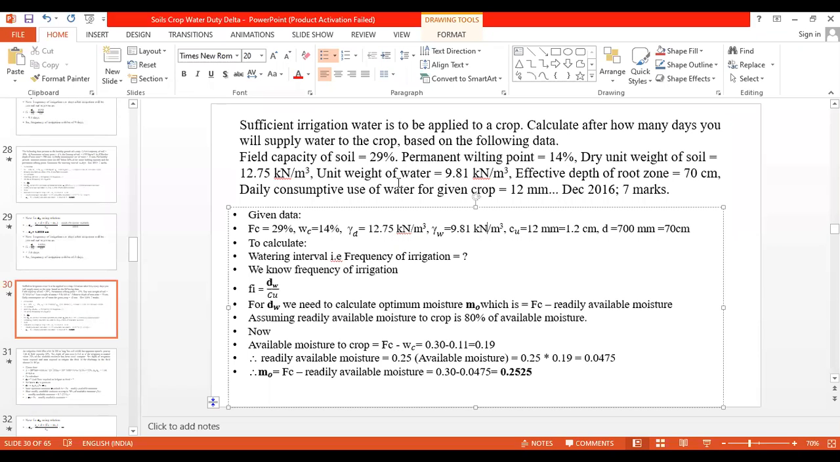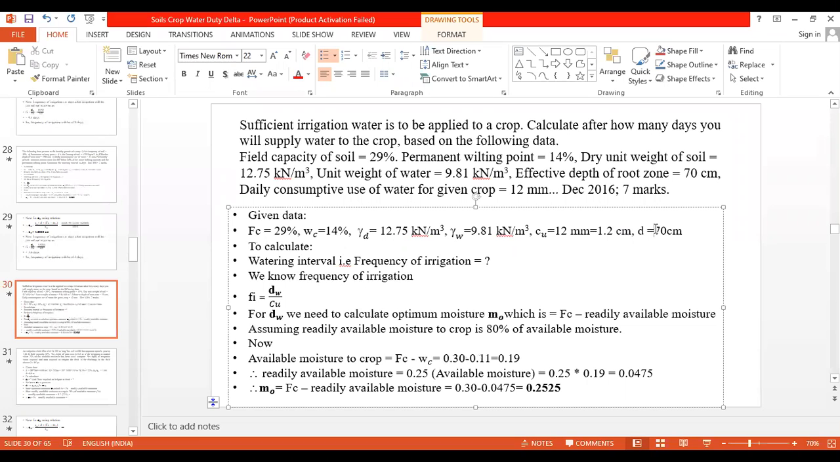Then what else? Effective root zone depth 70 centimeters as usual, which we have considered in the previous example also. This is 70 centimeters. Then daily consumptive use, that is 12 millimeters, so that is 1.2 centimeters. Okay. Now what they asked to calculate, how many days after you will go for the irrigation, that is the frequency of irrigation, water interval or frequency of irrigation.